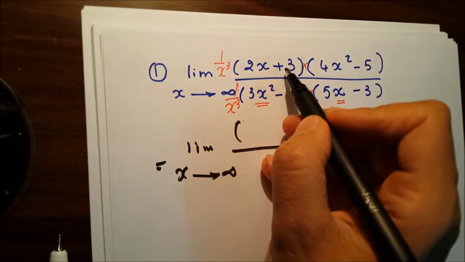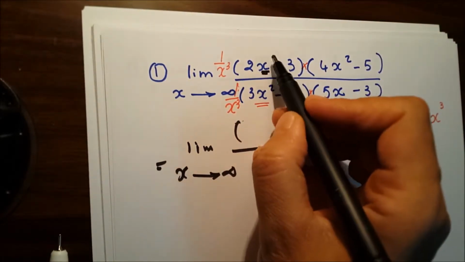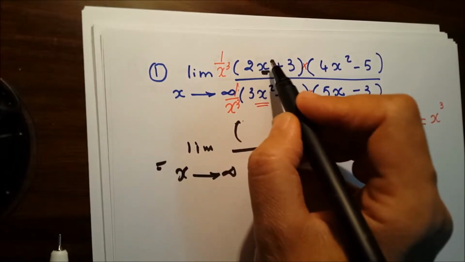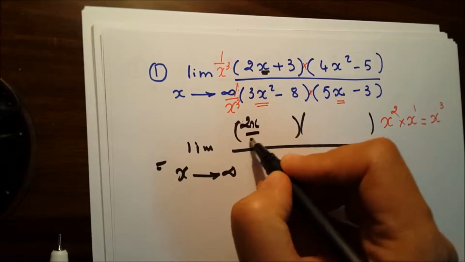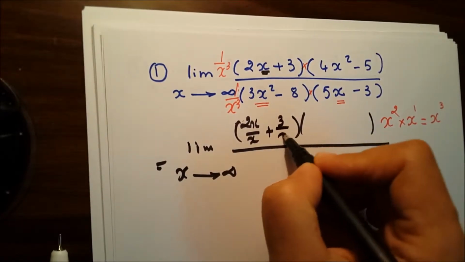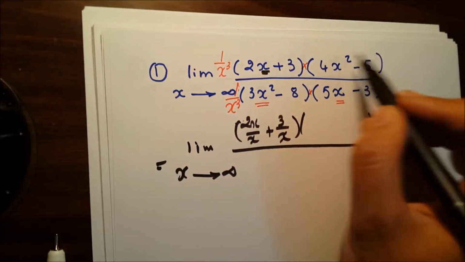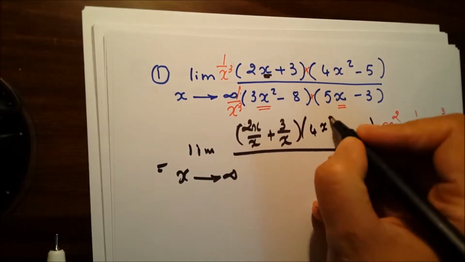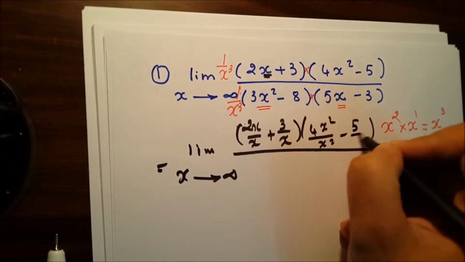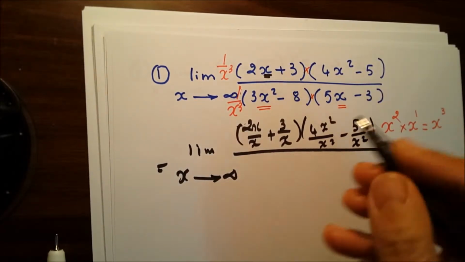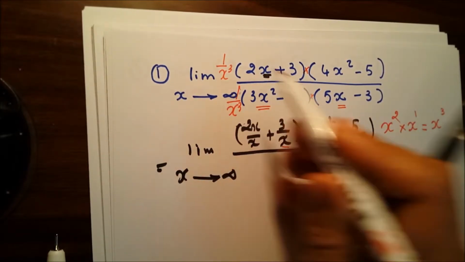Now, for the first factor or the first bracket, it has x to the power 1. It has only x. So let's divide each term of the first factor by x. So 2x over x plus 3 over x. The second term has x squared, so let's divide each term by x squared. So 4x squared divided by x squared and minus 5 divided by x squared. So finally, x times x squared to be x cubed.